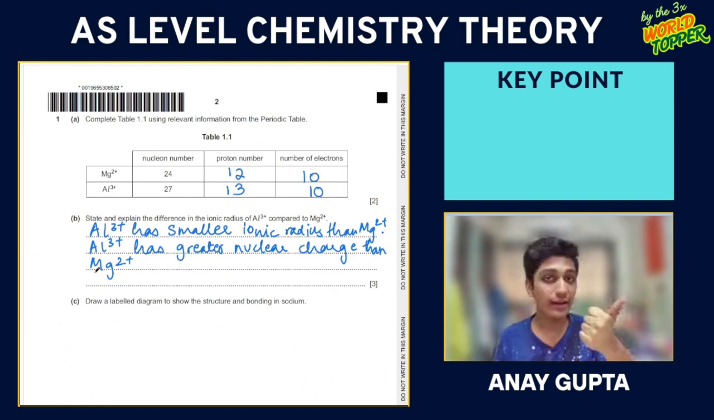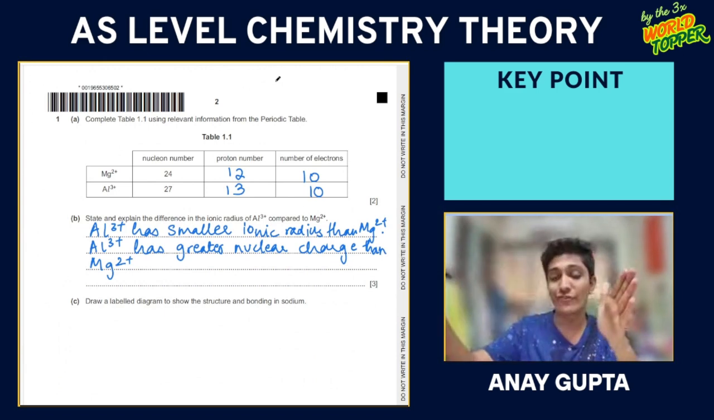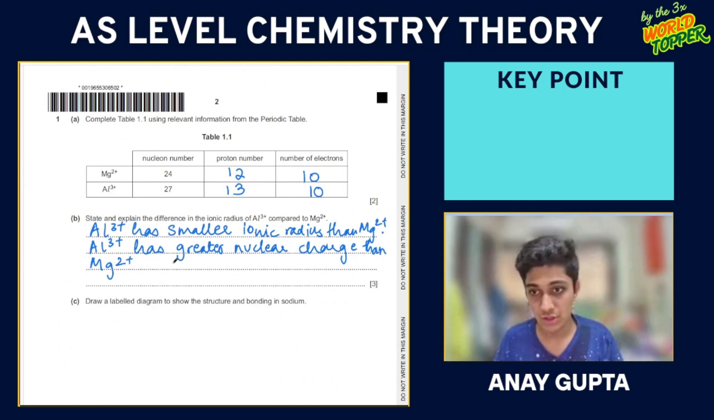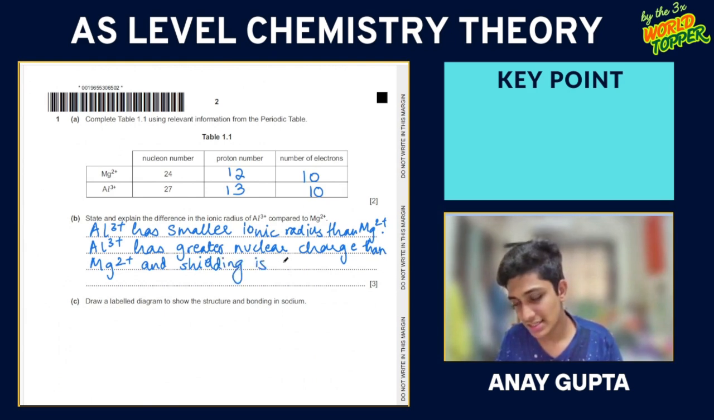Okay, second important factor is shielding. So number of electrons are the same, right? So if the number of electrons are the same, the shielding effect or the repulsion from electrons is also going to be the same. So, the shielding effect or shielding is the same.